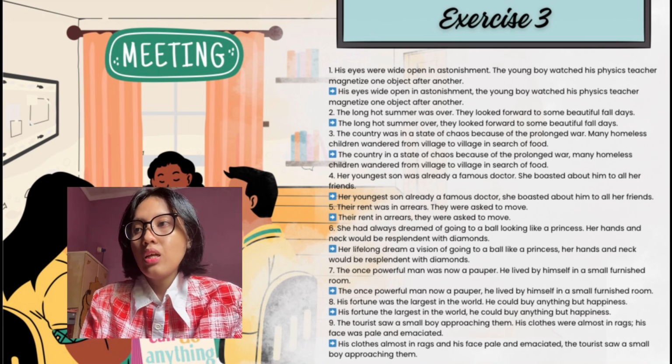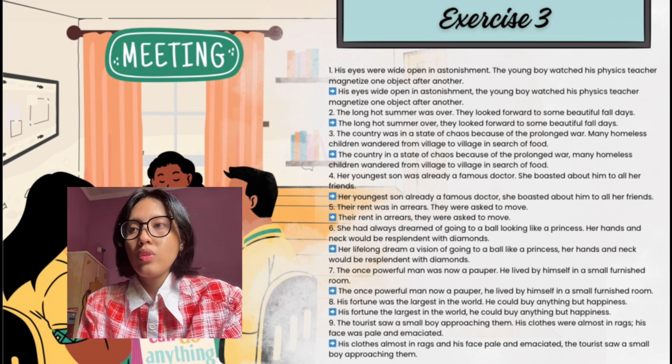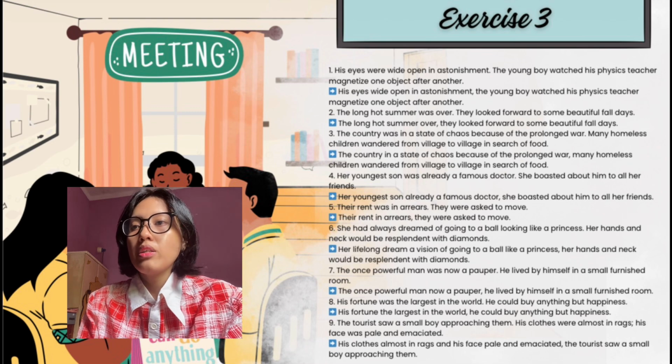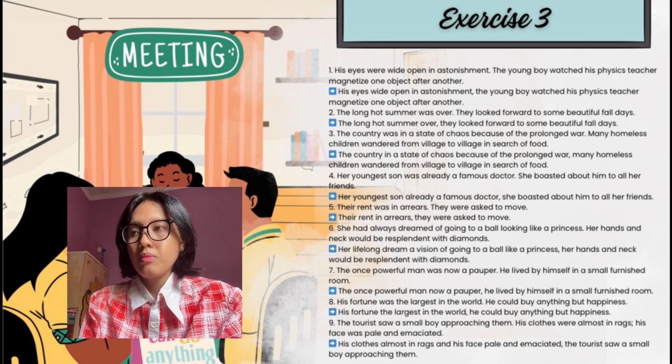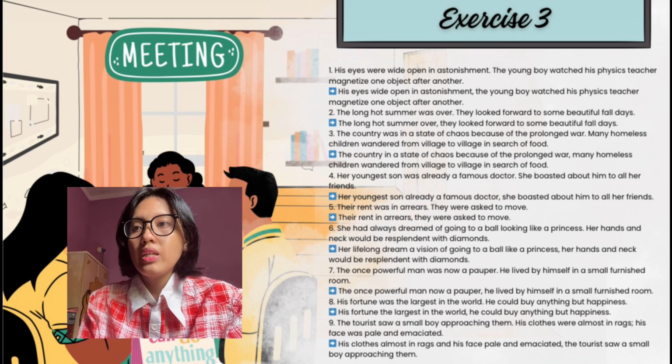Number 7. The once powerful man was now a pauper. He lived by himself in a small furnished room. The once powerful man, now a pauper, lived by himself in a small furnished room.